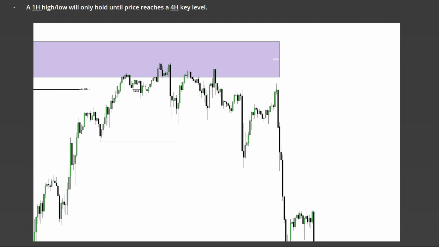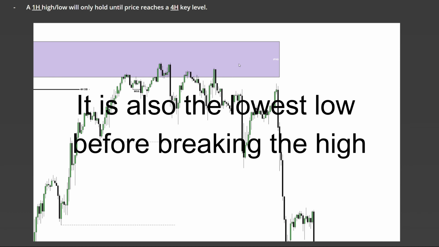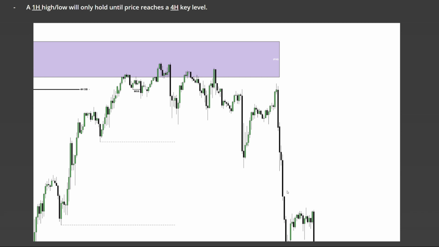It did not. So a market structure shift would be closure below a low that broke a high. So the closure below this low here, this low broke this high. As you can see, we formed a low and then we broke the high, and then we closed below this low. This is the true market structure shift. So once we reach this 4-hour key level, we begin to disrespect all of these lows and all of these bullish PD arrays.